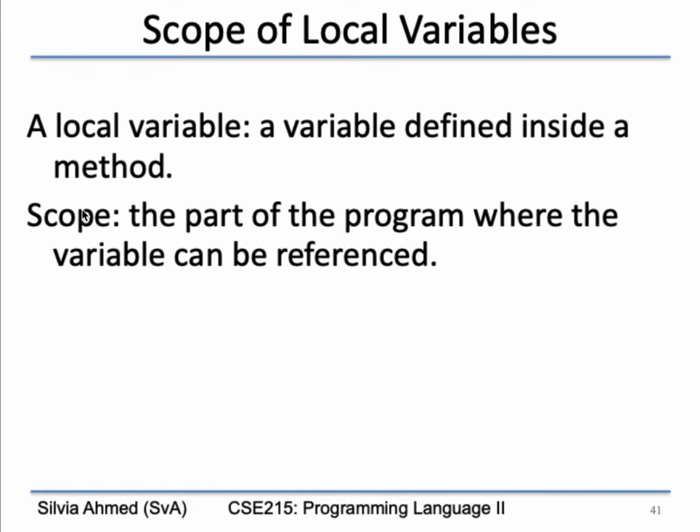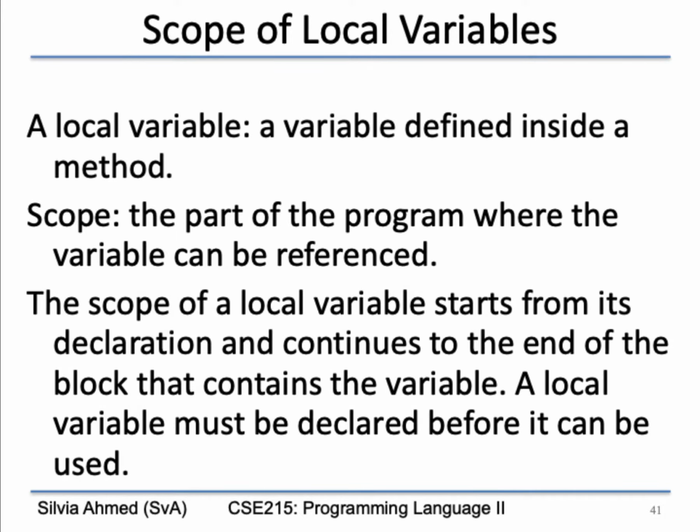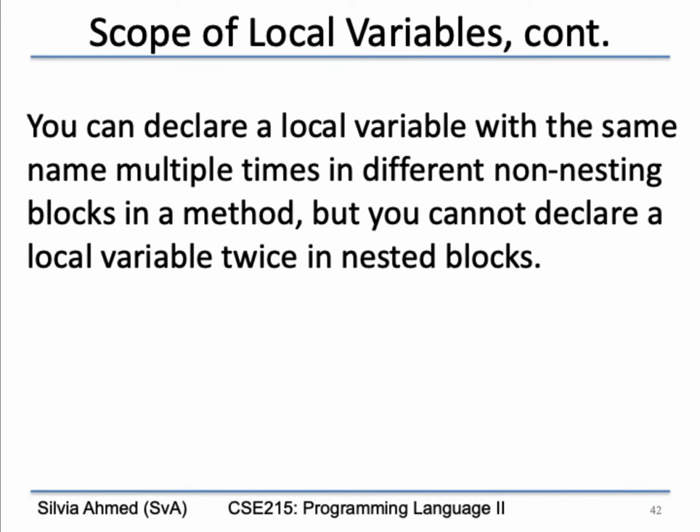And the scope of that variable is the part of the program where the variable can be referenced or used. So the scope of a local variable starts from its declaration and continues to the end of the block that contains the variable. A local variable must be declared before it can be used, otherwise it will be an error.